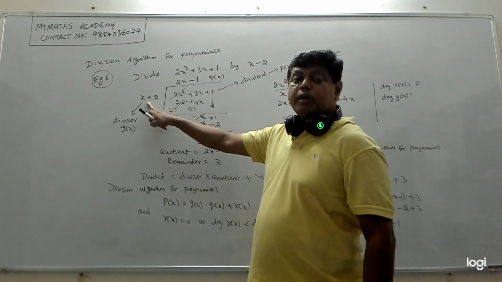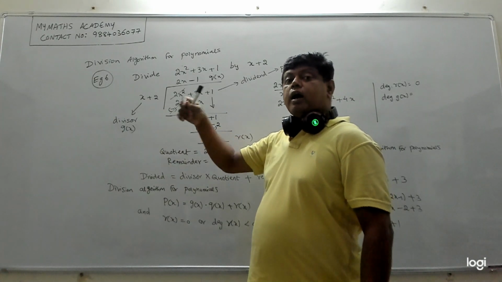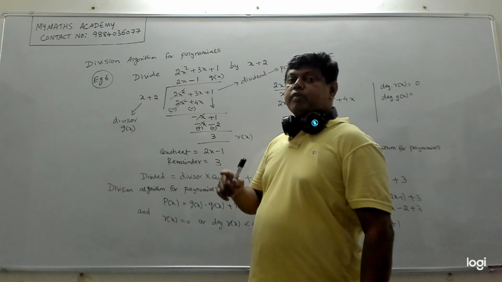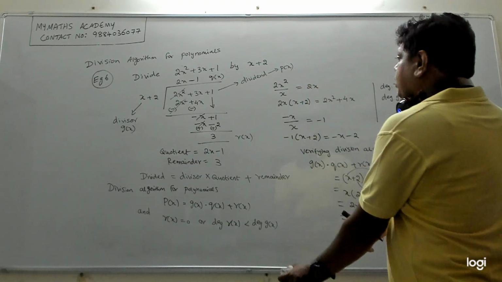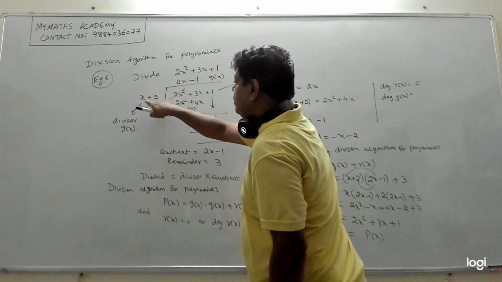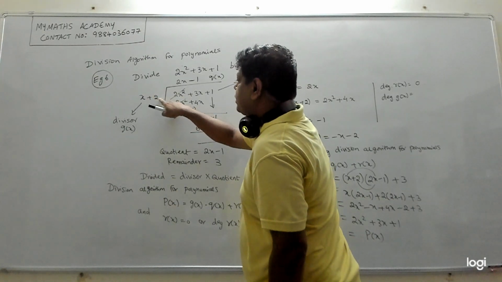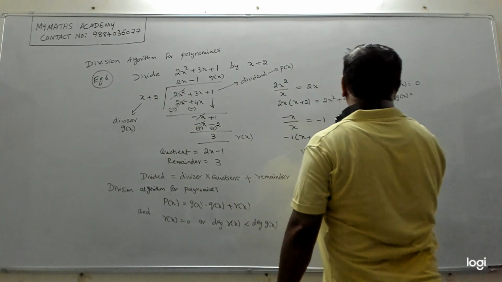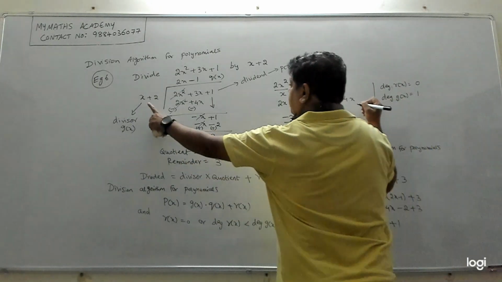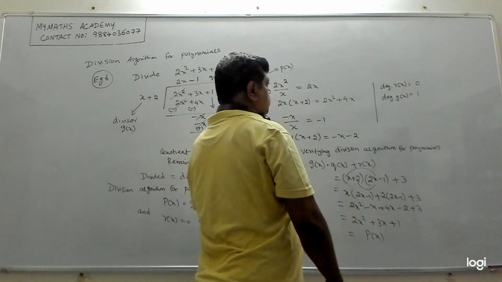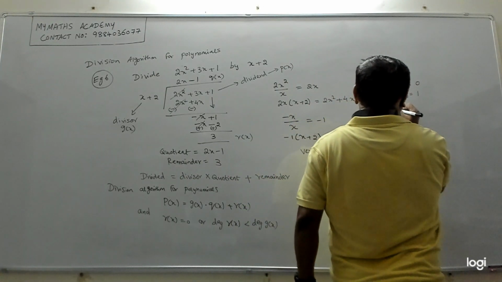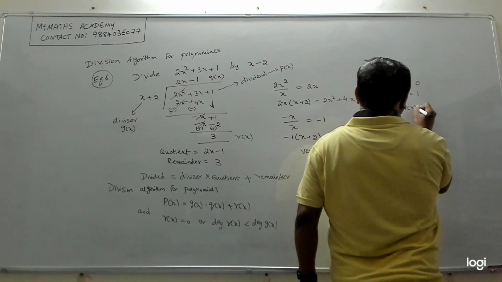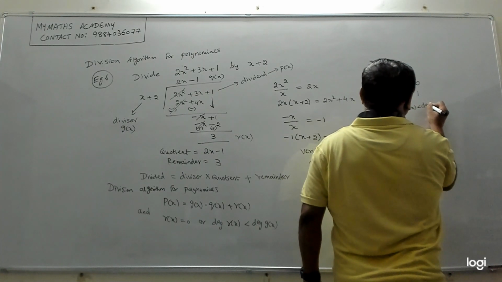What is the degree of the polynomial? The degree of the polynomial is the highest power of the variable. So what is the highest power of the variable in this polynomial? It is x power 1. Here it is x power 0. So the highest degree is 1. So the degree of g of x is 1, and the degree of r of x is 0. So the degree of r of x is less than the degree of g of x.